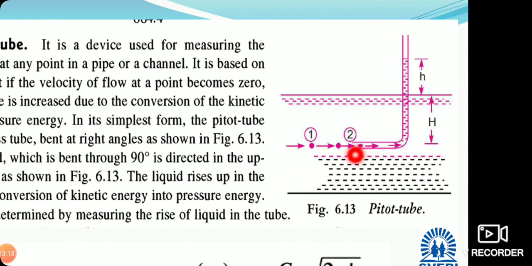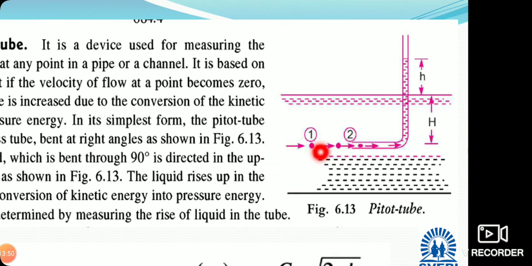Let us consider two sections. One is exactly at the entrance of the Pitot tube, called the nose of the Pitot tube, and one section in the flow stream. Where the flow has pressure P1 upon rho G, velocity V1 square upon 2G. And at section 2, the head will be P2 upon rho G plus V2 square upon 2G plus Z2. These two sections are at the same elevation, therefore Z1 is equal to Z2.